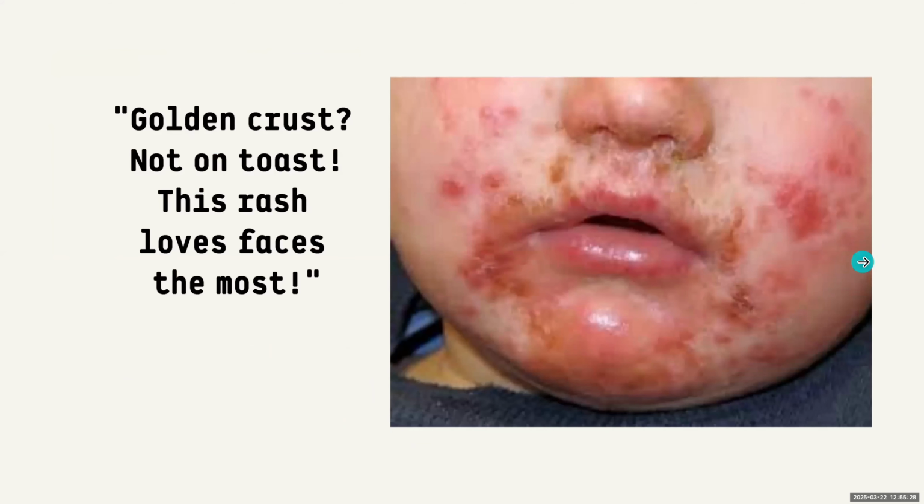Golden crust, not on toast. This rash loves face the most. Golden is the key. Looks like impetigo. Yes, it's impetigo. So they're classic for golden type lesions, is what we call them, just because they're pus.